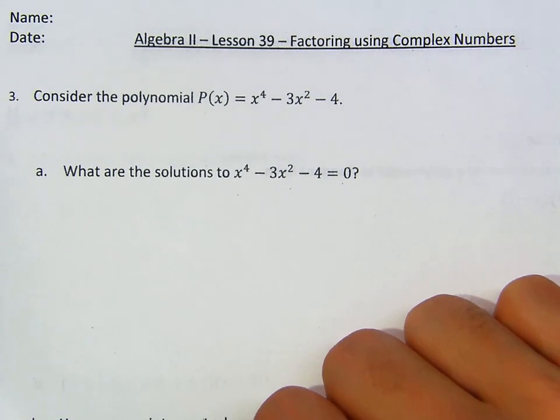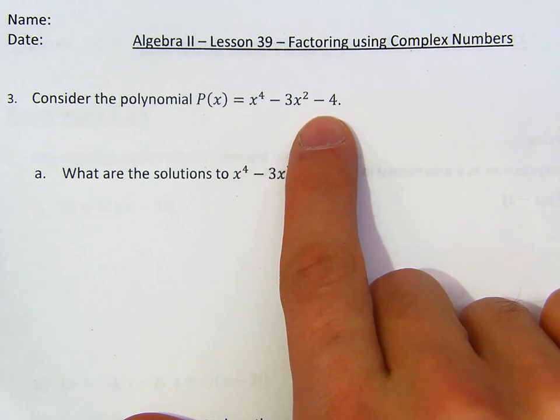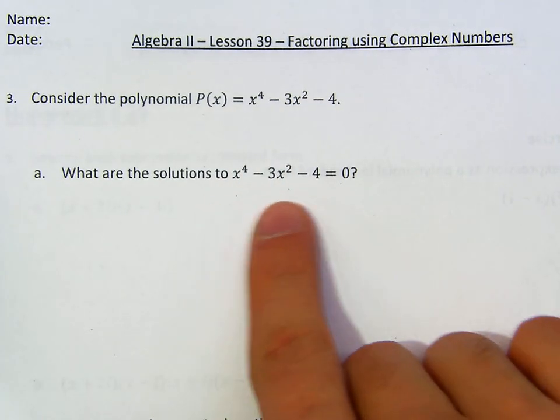Okay, so hello everybody, let's do this. It says, consider this polynomial, x to the fourth minus 3x squared minus 4. It says, what are the solutions?